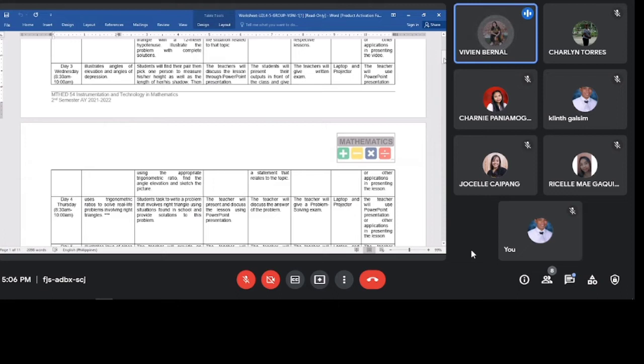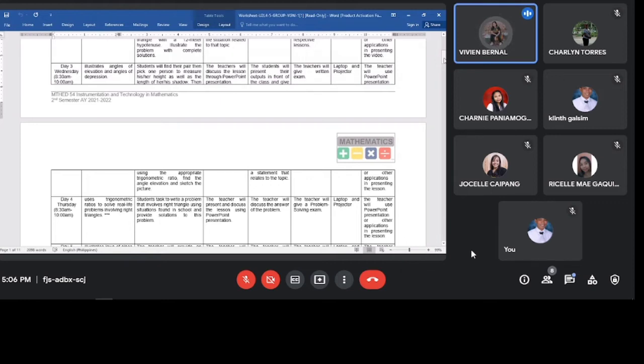For the contextualization, students will find their pair, then pick one person to measure his or her height as well as the length of his or her shadow. Then, using the appropriate trigonometric ratio, find the angle of elevation and sketch the picture.